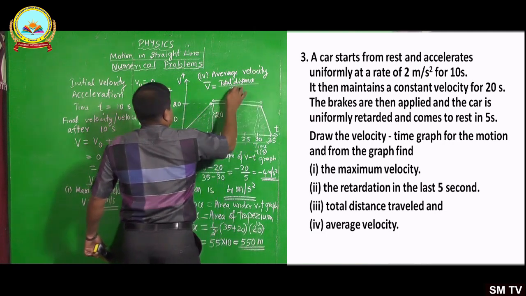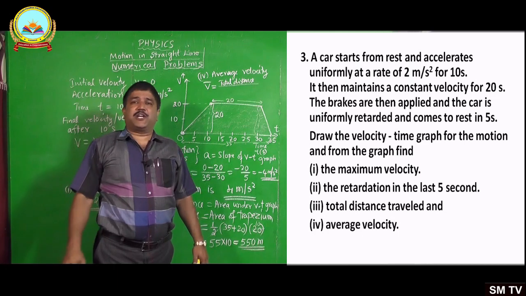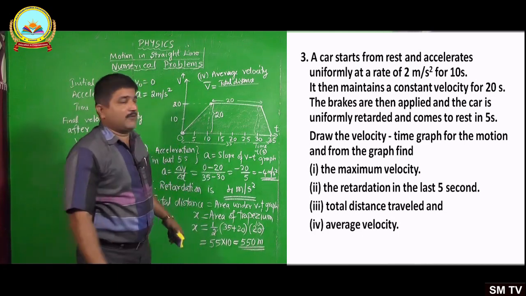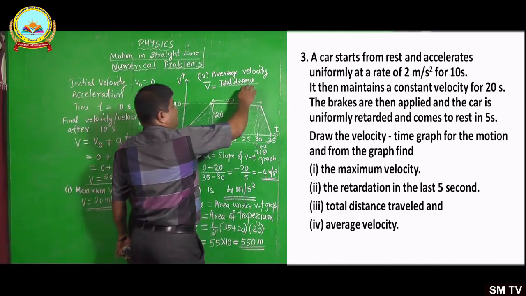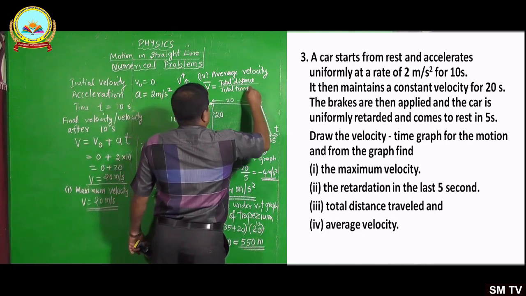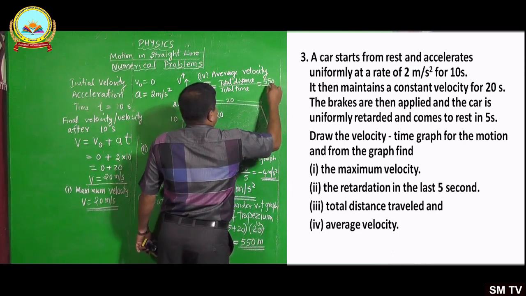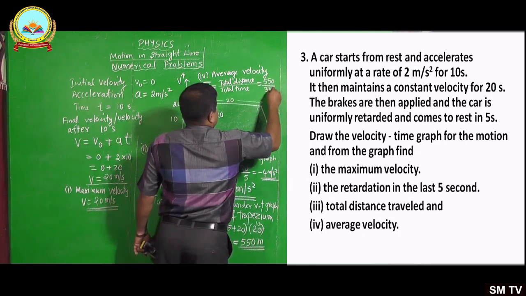In a motion in a straight line, when the car goes in a straight line continuously, distance travelled and displacement will be the same. So total distance or total displacement divided by total time. Substituting the values here, 550 meter divided by the time duration, 35 seconds.